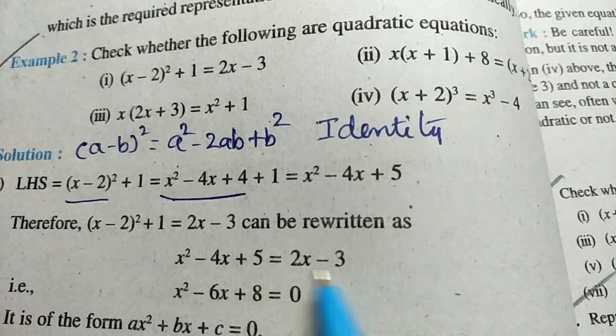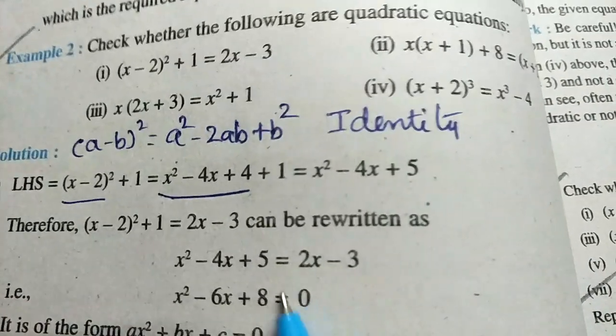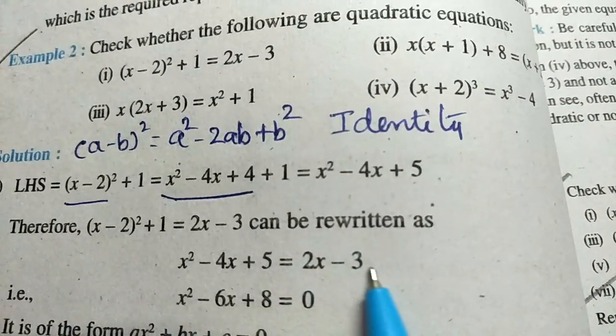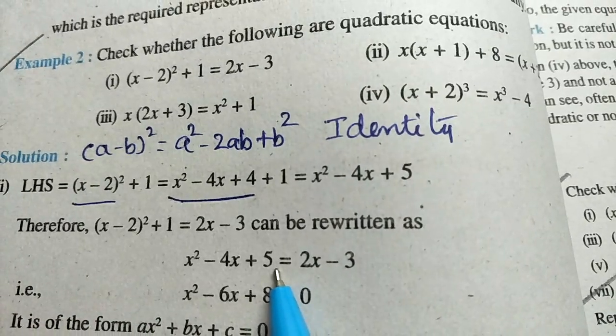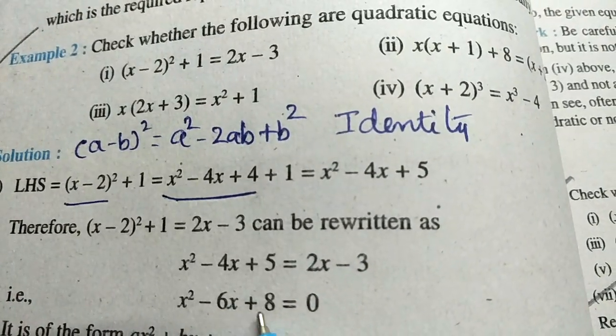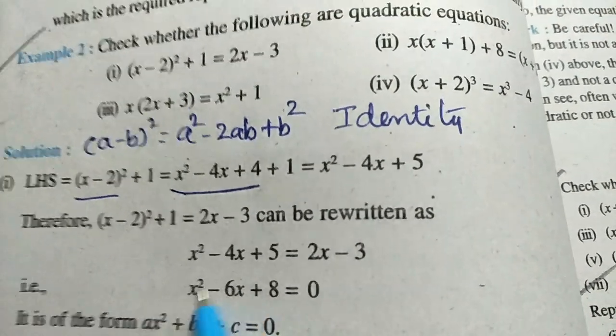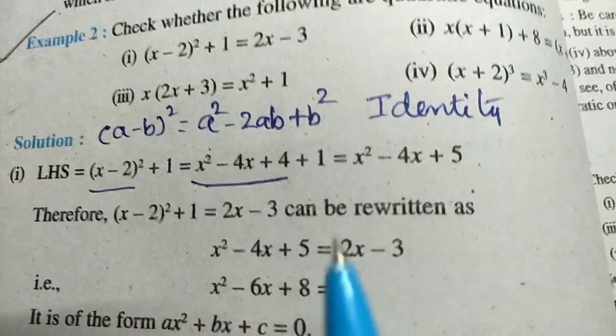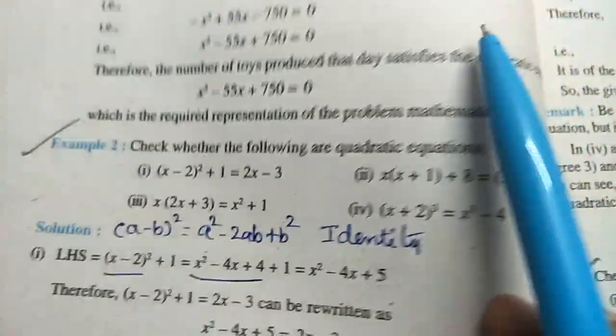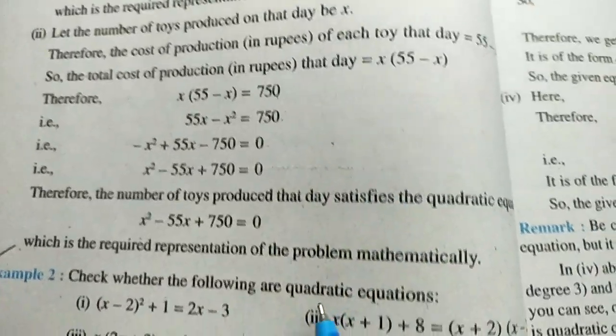Then you equate it with 2x minus 3. So you take x this side and 3 this side. Okay. So you get x square minus 6x plus 8 is equal to 0. Now this is a quadratic form. So yes, this equation is a quadratic equation. Similarly, we go for the next sum.